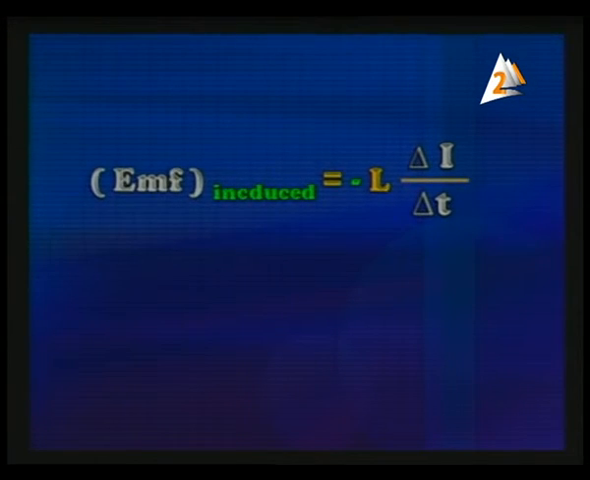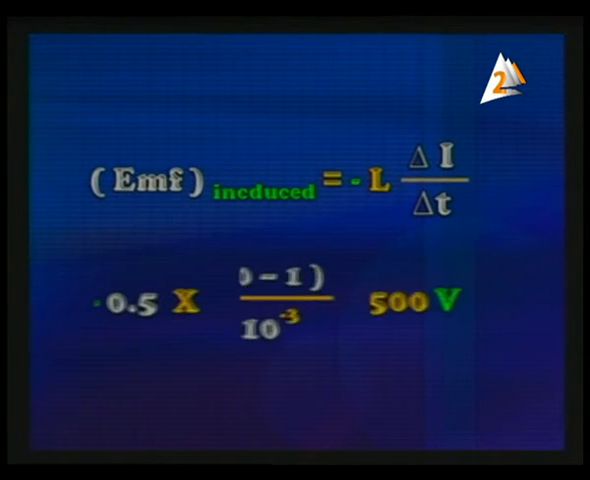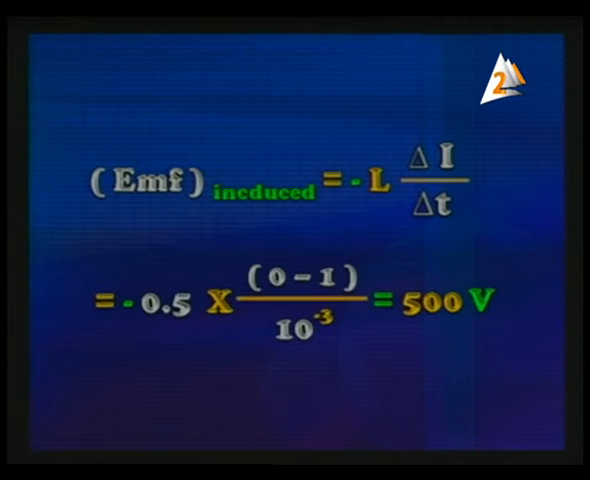EMF induced is equal to negative L delta I over delta T. So it is equal to negative 0.5 times (0 minus 1) over the time, which is 10 power -3. It is 500 volts.